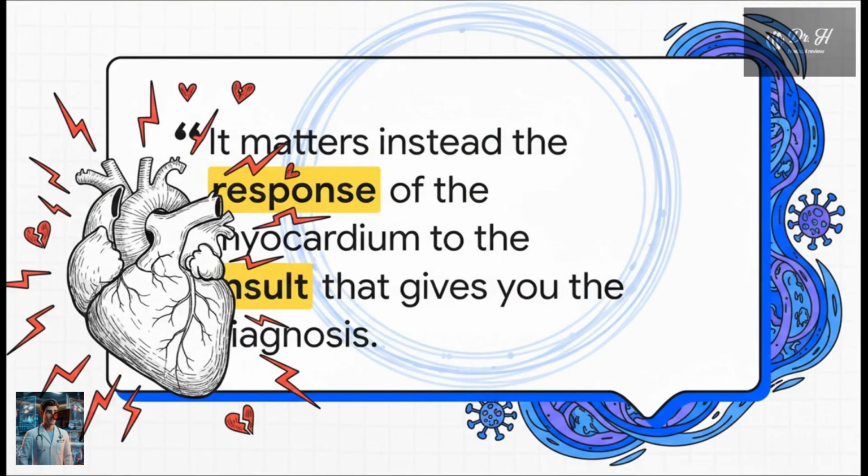Okay, first things first, let's establish a golden rule right off the bat. The specific thing that injured the heart, whether it's a virus or ischemia or something else, is often less important than how the heart muscle itself responds to that injury. And that response is what gives you the diagnosis. It's how we classify everything, and it's absolutely the key to unlocking this whole topic.